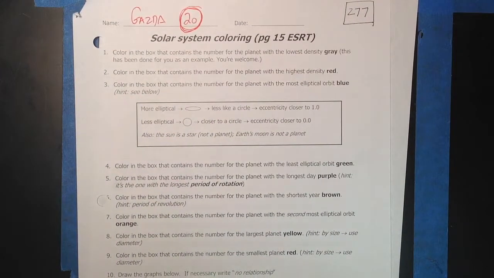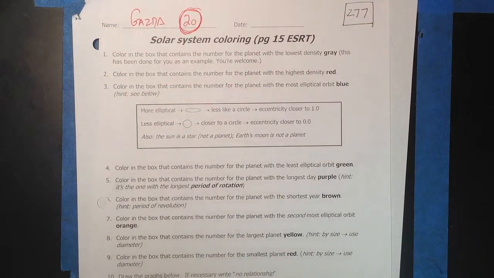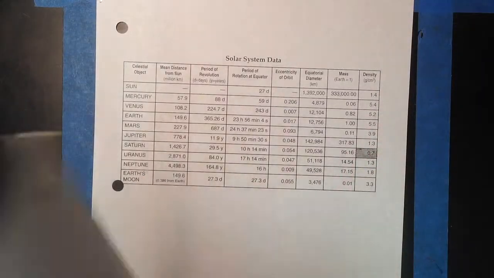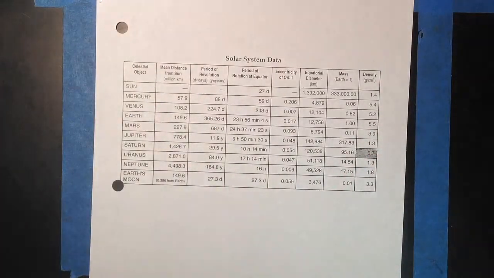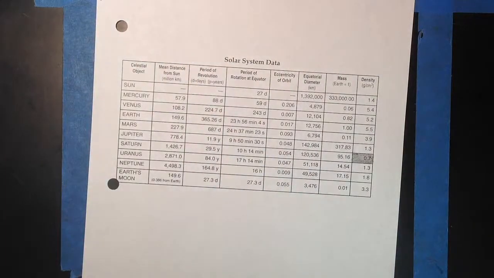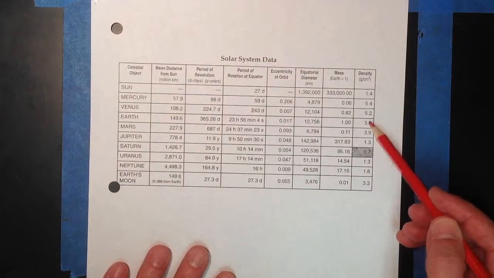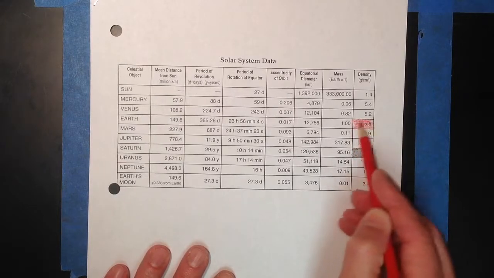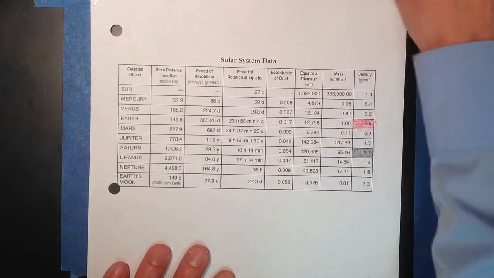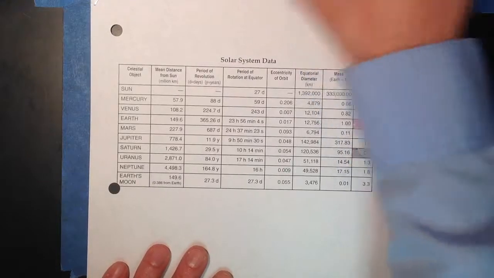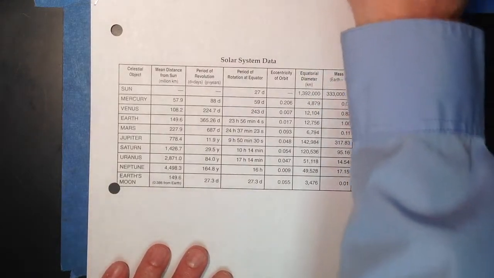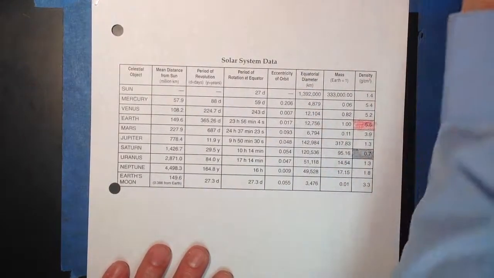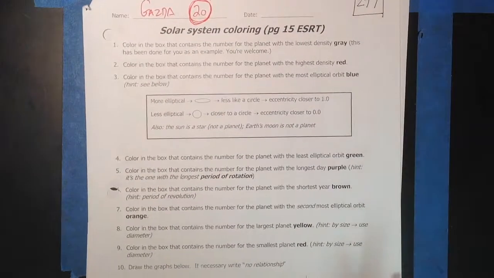2. Color in the box that contains the number for the planet with the highest density red. Oh, that's the next one. I forgot that was the next one. So I'm going to get some red here, if I can find a red pencil. The highest density is this right here, so I'm coloring the number. What that means is that Earth is the highest density. 5.5 is our average density of Earth. Okay, and that's that.